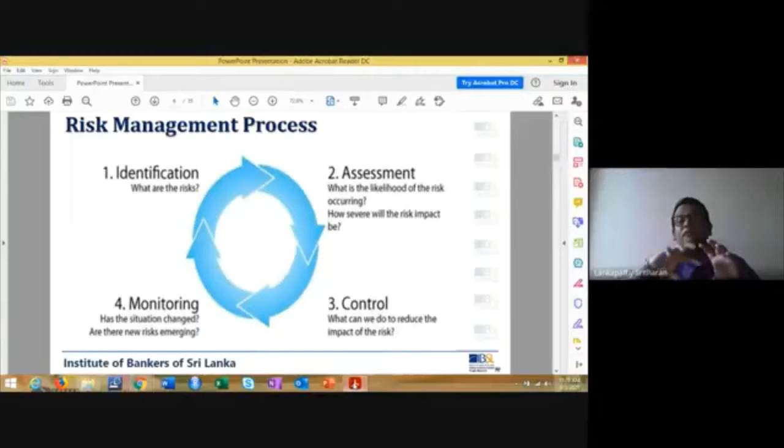So there are 4 processes: identification, assessment, control, and monitoring. This is like a circle. Continuously it will happen. Again, monitoring, and if there are any changes, identify, assess, control, monitoring. So this risk management process will be continuously occurring in the institution. So that is called risk management.